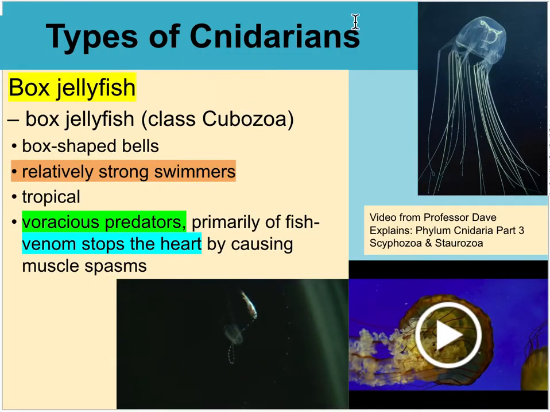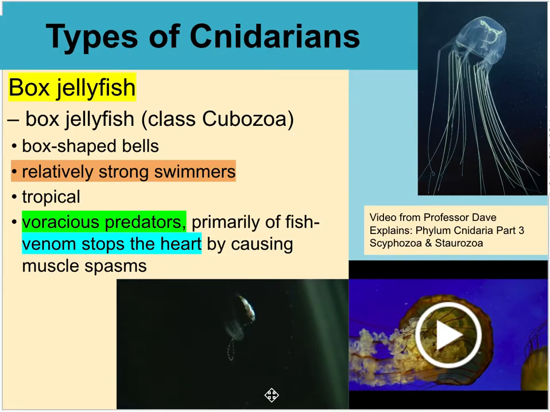So a box jellyfish, we already said, is the Cubozoa. They are bell-shaped. Compared to other jellyfish, these ones are stronger swimmers. They live in tropical spaces. They're voracious predators, especially of fish.